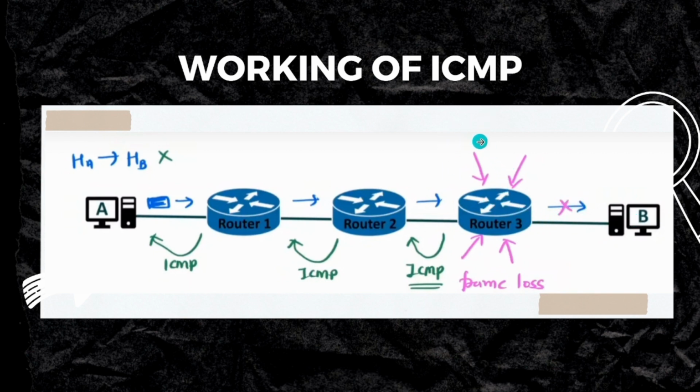But in the case of ICMP, when there is some frame loss, router 3 will send an ICMP frame to router 2, then router 2 to router 1, and router 1 to host A, to indicate that there is some loss of frames. It will also tell the reason behind the losses, which lets host A retransmit the frame or choose a different path so that the frame will reach host B. That is the reason it is more reliable as compared to Internet Protocol.